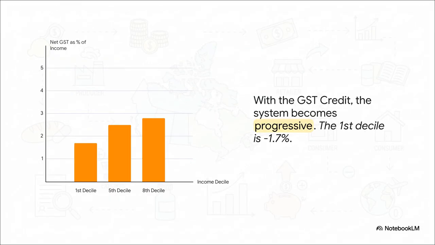But now, watch what happens when we factor in the GST credit. The entire picture flips on its head. The system actually becomes progressive for the majority of families. In fact, look at that first bar. For the lowest income families, the effective tax rate becomes negative 1.7%. That's right, this means they actually receive more money back in GST credits than they pay in GST over the entire year. It's an incredibly powerful and targeted tool that completely reverses the regressive effect of the tax.